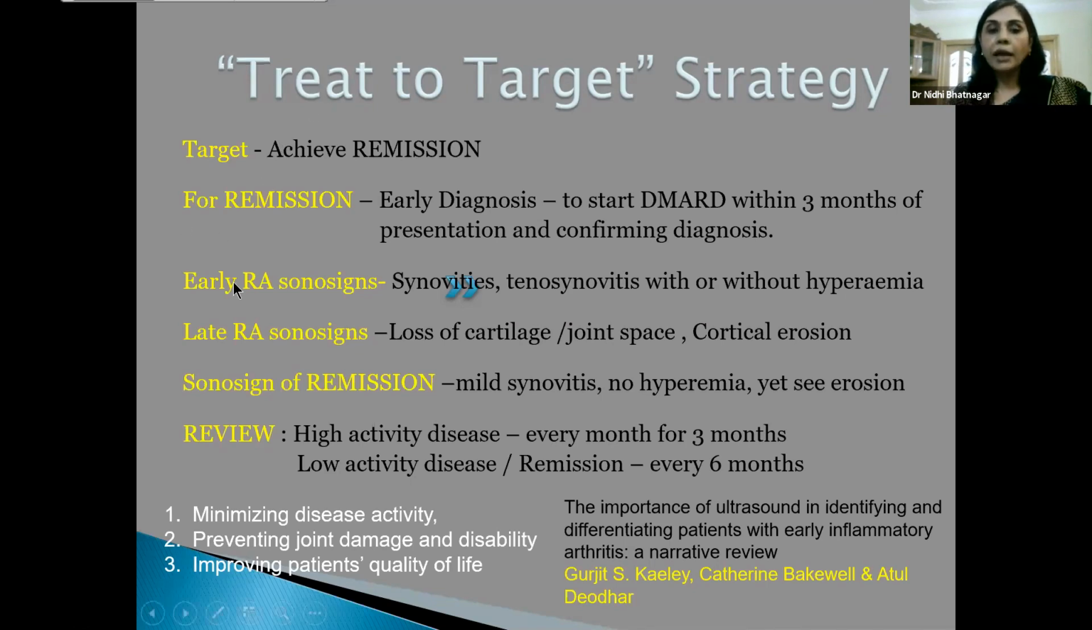A review of the studies is recommended. For high activity disease, we review a patient after every 3 months; for low activity disease or in remission, every 6 months. The final goal is to minimize disease activity and prevent joint damage so that we can stop disability from happening. The final takeaway is that musculoskeletal ultrasound today is considered complementary to clinical exam in patients with rheumatoid arthritis. Early diagnosis and aggressive therapy of rheumatoid arthritis alters prognosis very significantly.